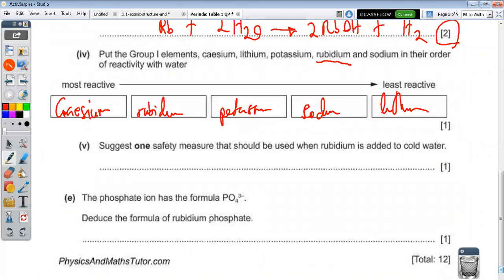Now, state 1 safety measure that should be used when rubidium is added to water. One safety measure. When it is added to water, what do we do? What do you think?